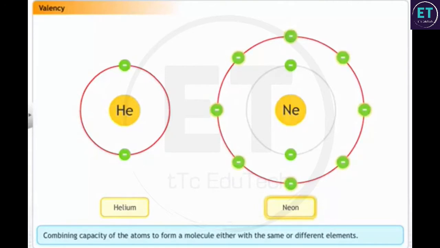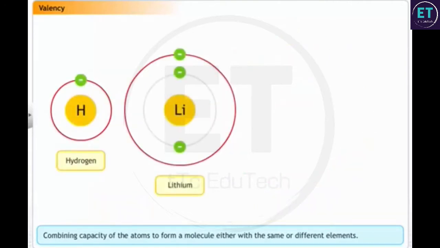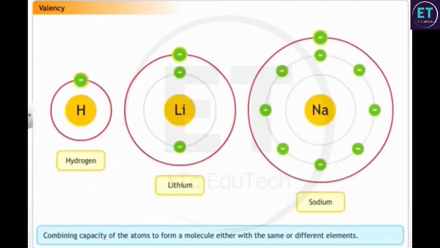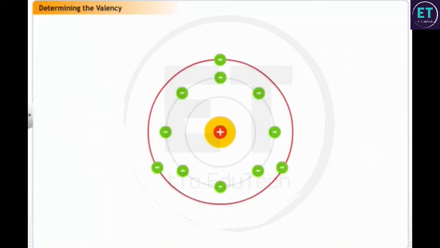For example, elements like hydrogen, lithium, and sodium atoms contain 1 electron in the outermost shell. Therefore, they can lose 1 electron. So their valency is 1. If an atom contains less than 4 electrons in its outermost shell, the valency of the atom is equal to the number of electrons present in the valence shell.